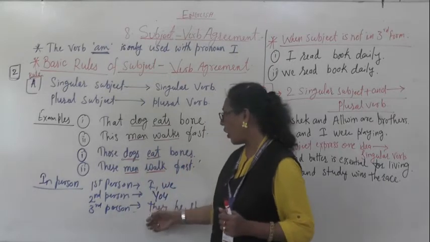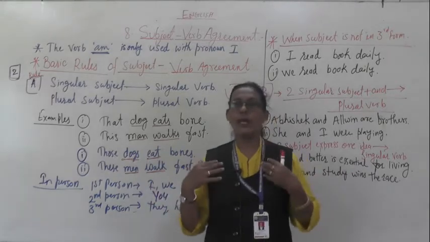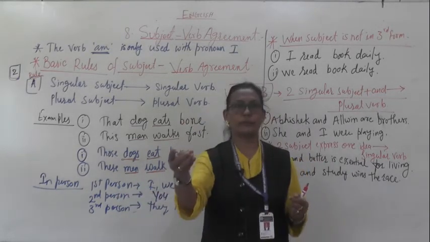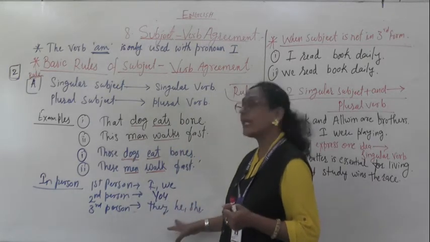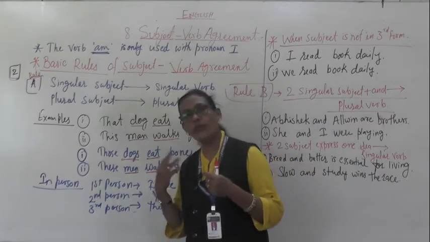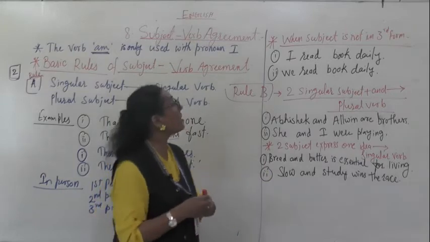Okay, so what is the first person? I, we, that is the first person. Second person, you, that is the second person. Third person: they, he, she, that is called the third person. About whom we are talking, that is a third person. All these things are there.